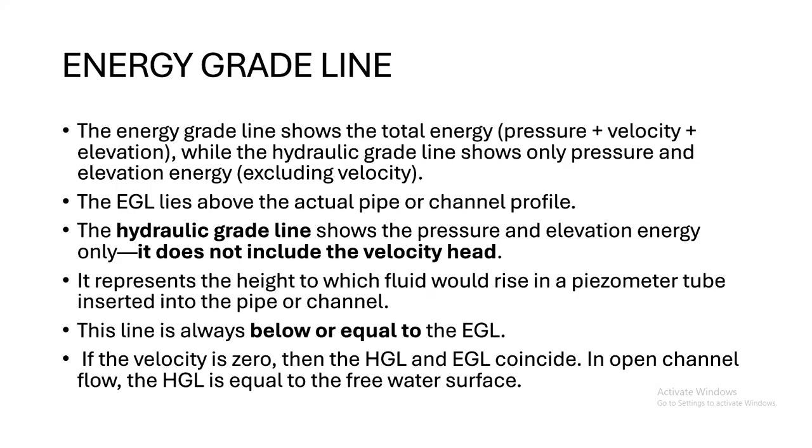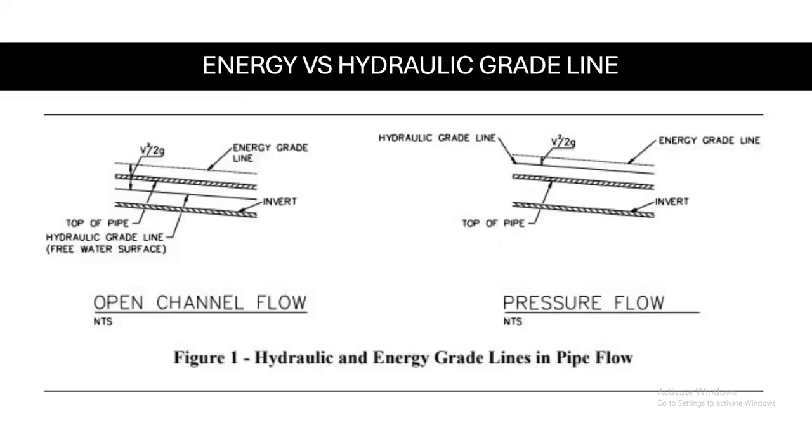In open channel flow, the hydraulic grade line is equal to the free water surface, which means the line will follow the free water surface because there's no pressure, right? So this is for open channel flow. You see, this is the bottom of your pipe, and this is the top of the pipe. This is the level of whatever liquid is flowing in your pipe. Then your hydraulic grade line, you see, follows your free water surface, but your energy grade line is above, which means it's higher.